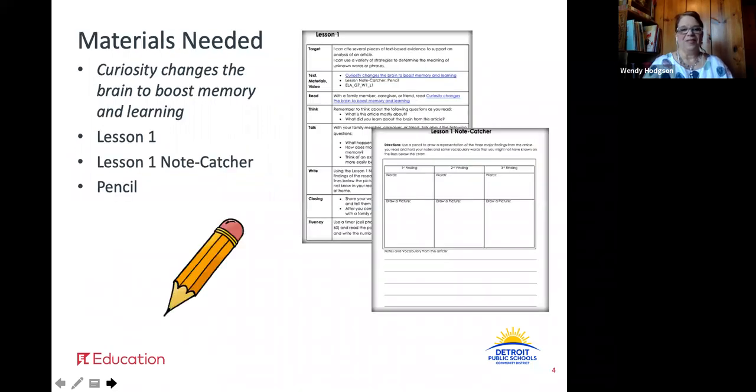So today, the materials that you will need is printed. You have packets, and the name of our first article for lesson 1 and week 1 is Curiosity Changes the Brain to Boost Memory and Learning. So you can go to your printed packet and find that 3-page article. You'll also need lesson 1, and I'm your guide in that lesson. And you'll need your lesson 1 note catcher and a pencil. So I'll wait for you to locate all of those items and we'll get started. Pause the video if you need a little extra time to locate those materials.